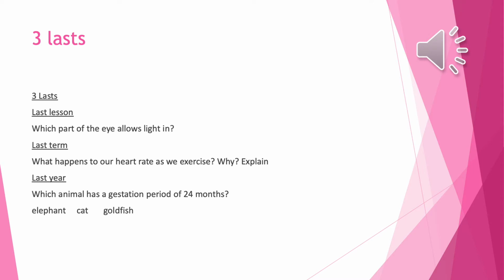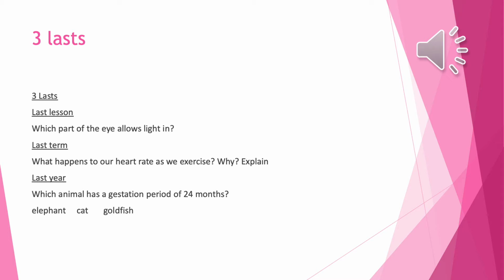As we do every science lesson, I would like to start with the three lasts. So, our first one, the last lesson, is which part of the eye allows light in? Thinking back to last lesson, which part of our eye allowed the light to come in? Last term, what happens to our heart rate as we exercise? Why? Explain. So you need to think back to when we counted our heartbeat and checked our pulse and what you noticed after exercise and before exercise, and write an explanation. So you need to have a because or a therefore in your answer.